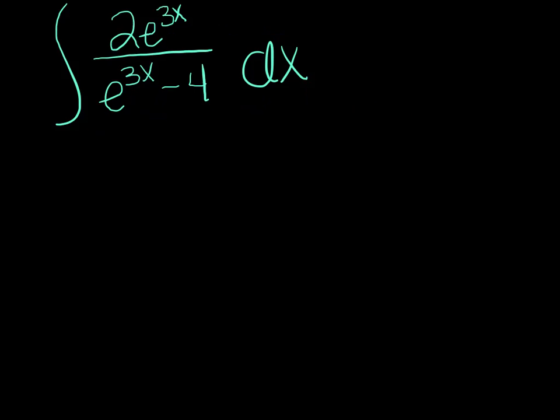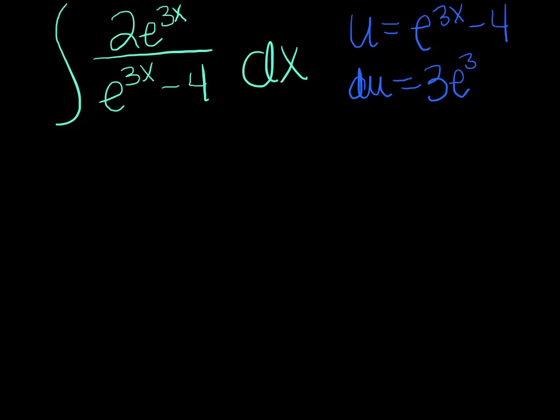So when I first looked at this problem, I was thinking, what the heck? How am I going to integrate this? I couldn't even see a way. But then I realized that when you differentiate e to the x, it's just e to the x. So if we do a u sub, we could do u equals e to the 3x minus 4. Have our du be 3 e to the 3x dx. So that makes our dx du over 3 e to the 3x.